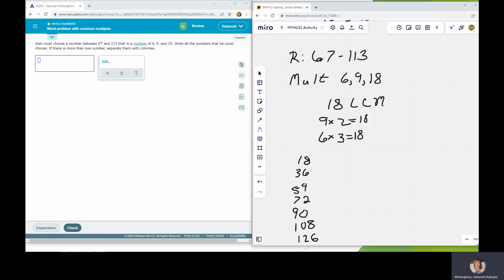All right, so now we want our range to be 67 to 113. So 54 is less than 67, but 72 is in the range. Okay, so my first number is 72, and then 108 is less than 113, but 126 is greater, so 108 is in this range, but 126 is not. So my numbers are 72, 90, and 108.